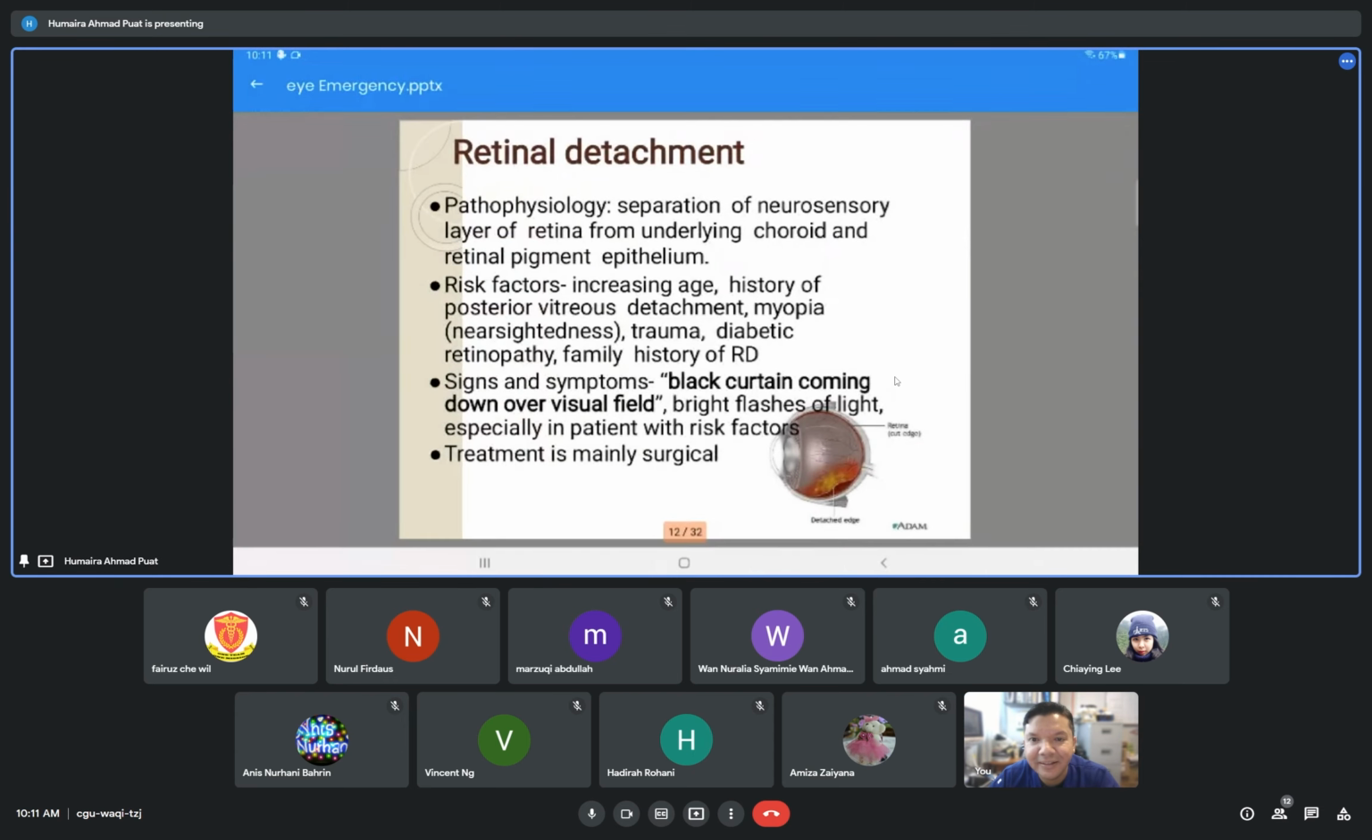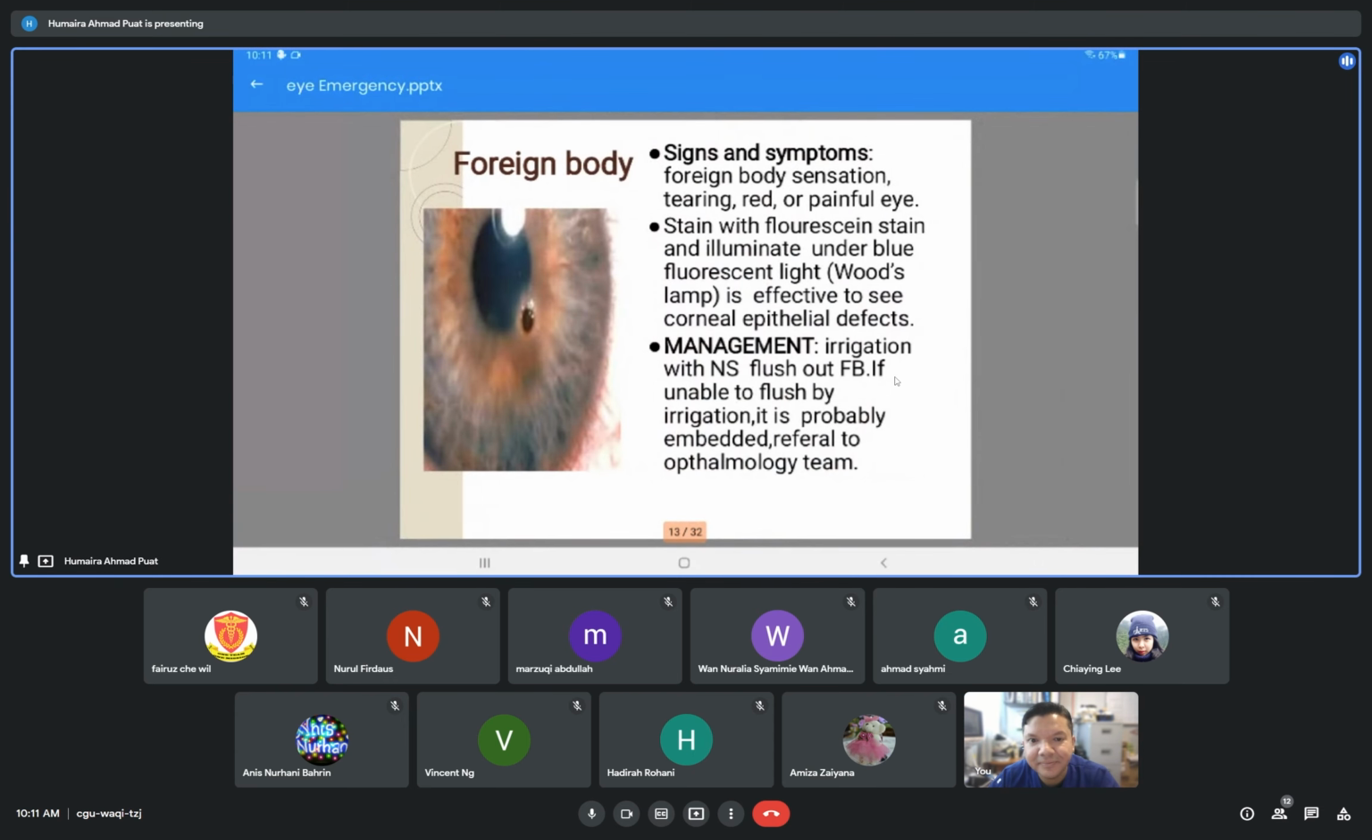Okay. Next one, foreign body. Usually the patient will present complaining of foreign body sensation, with tearing, red eye and painful eye. Then we can check with fluorescent stain and illuminate under blue light to see whether there is a corneal epithelial defect. The management is irrigation with normal saline to flush out the foreign body. If unable to flush by irrigation, probably the foreign body is embedded, and then we should refer to ophthalmology.